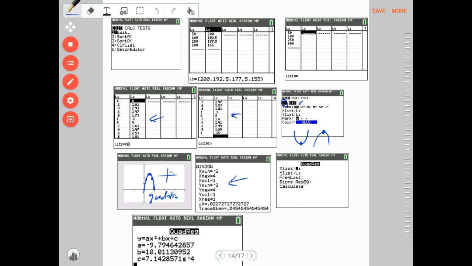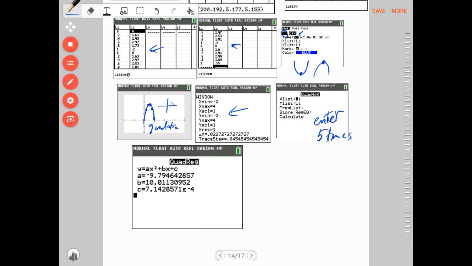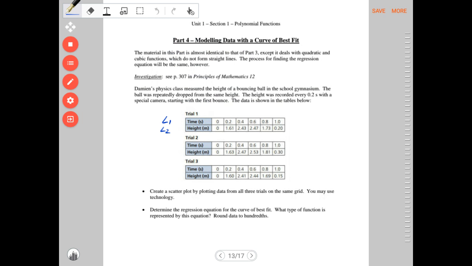The quadratic regression works just like the linear. You press enter 5 times, and that gives you the quadratic equation, again in the form y equals ax squared plus bx plus c. And the question asks for the nearest hundredths.